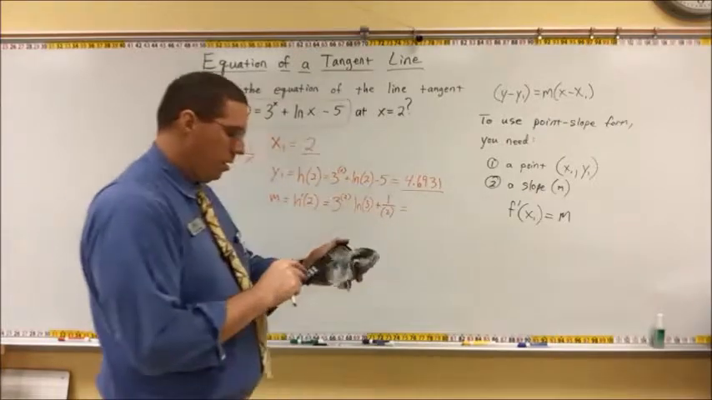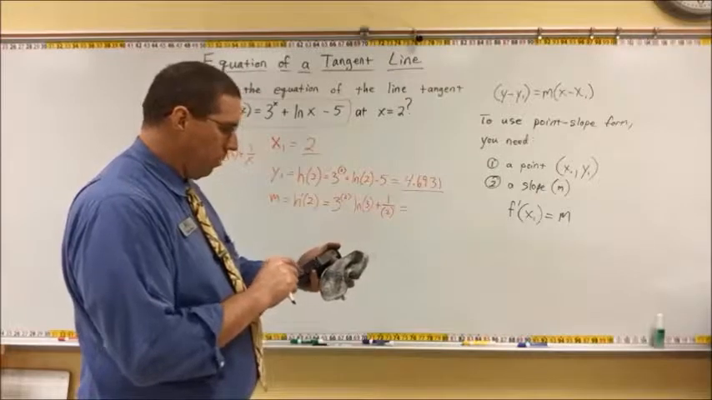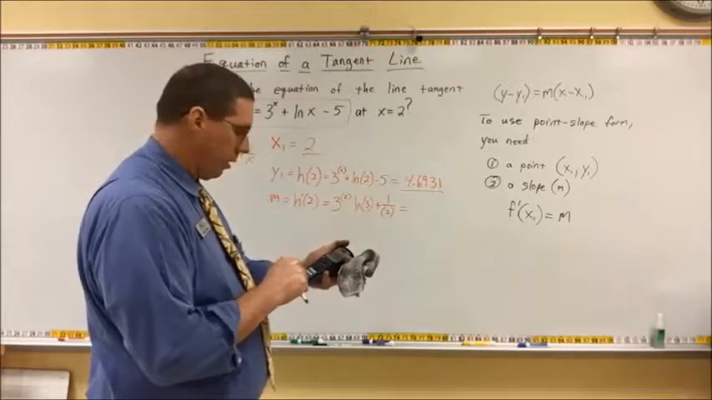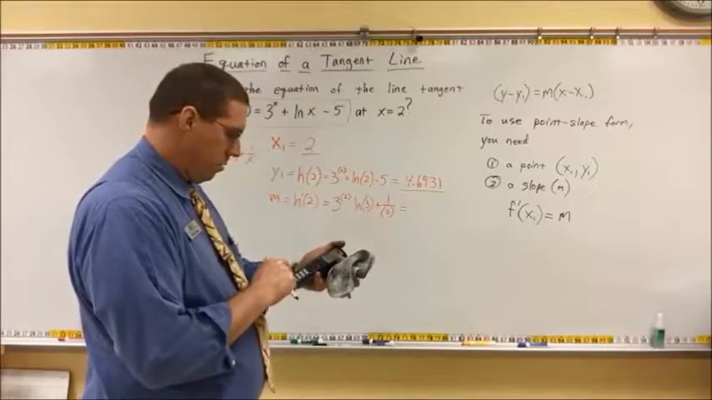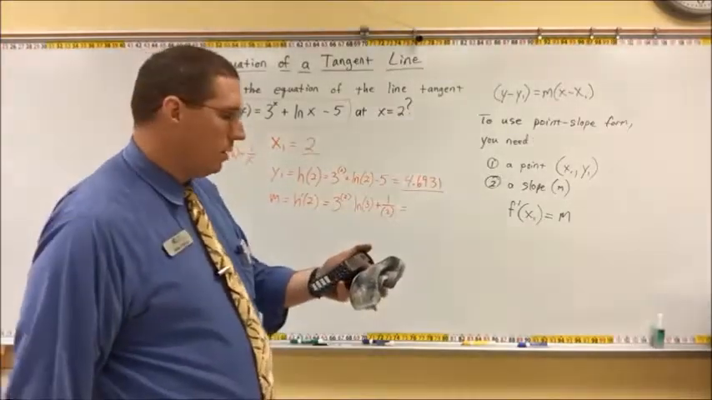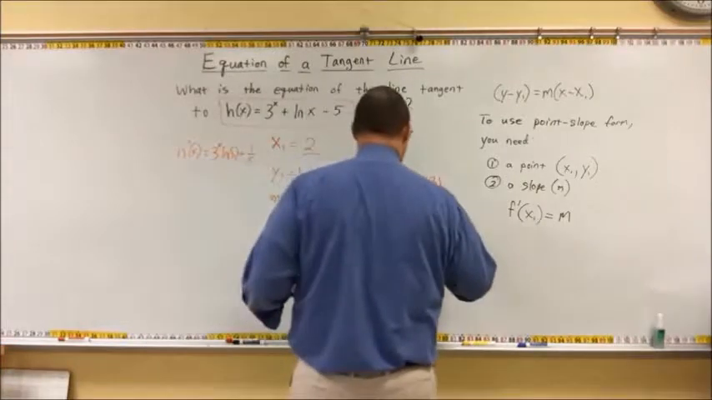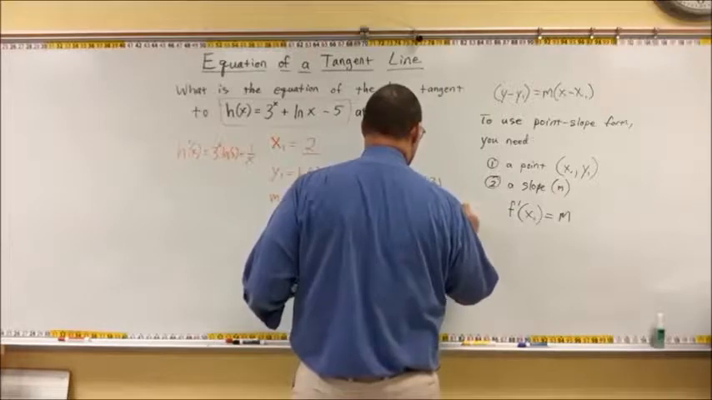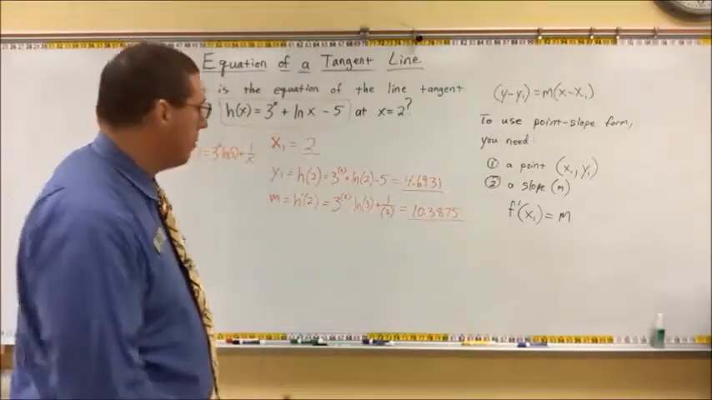So we'll do 3 to the power of 2. Then we're going to multiply that by the natural log of 3. And then we're going to add 1/2. Okay? And that gives me 10.3875. So now I'm going to write the equation of my line using this information.